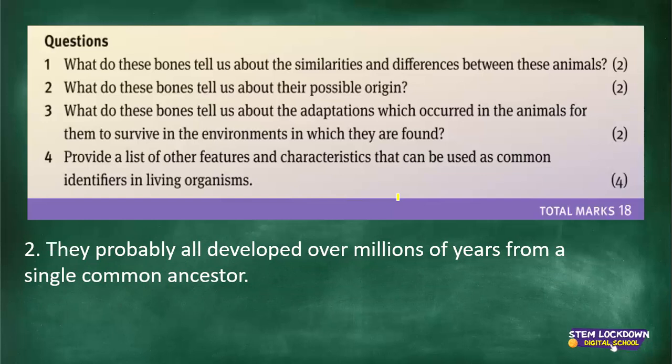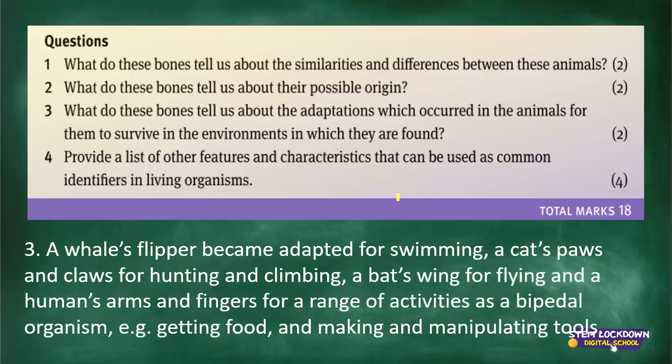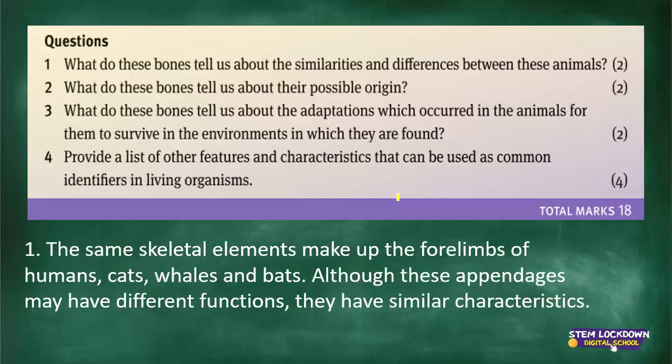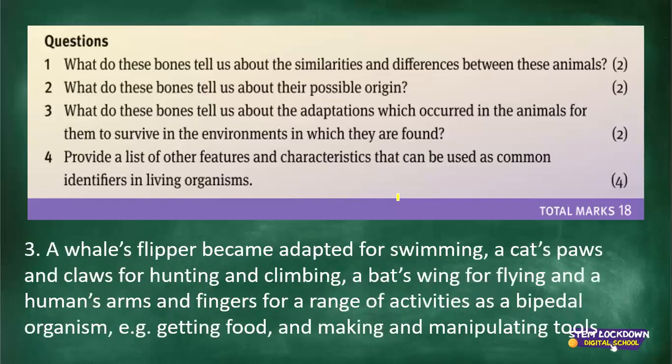What do they tell us about the adaptations that occurred so that organisms can survive in the environments they are in? The ones we are comparing here are the human, the cat, whales, and bats. Except for cats and humans, they are all living in similar environments, you understand? But the whale lives in a different environment, and the bat functions quite differently from humans and cats. So what does it tell us about the adaptations?